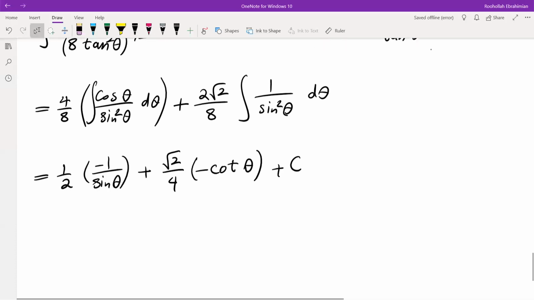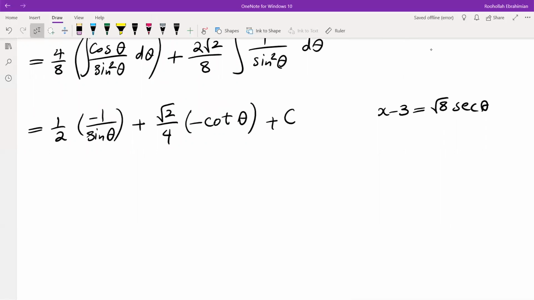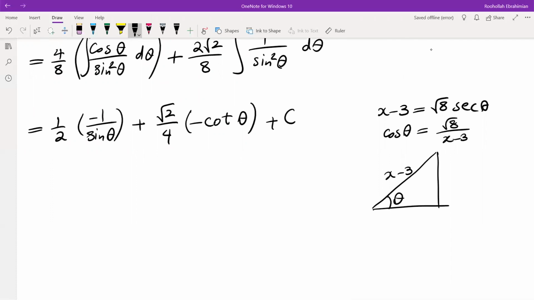But going back to this, what I had was x minus 3 was root 8 secant of theta. So I have to plug it back in. If I take theta to be this angle, what I know is that cosine of theta is root 8 over x minus 3. So the hypotenuse is x minus 3, the adjacent is root 8, and the other leg is the square root of x squared minus 6x plus 1. And I can substitute that here.